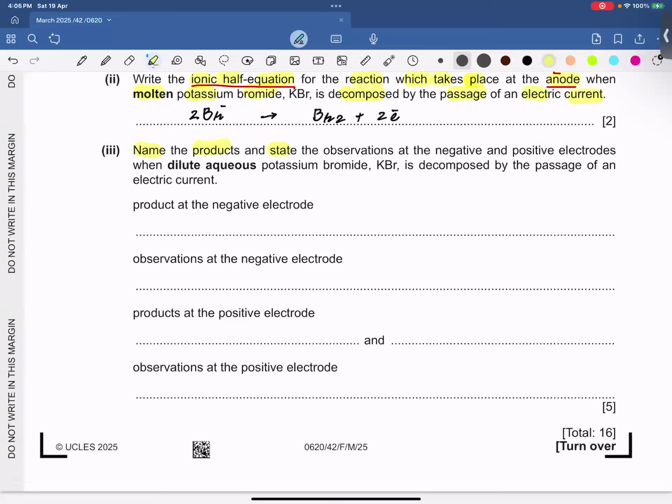Name the products and state the observations at the negative and positive electrode when dilute aqueous potassium bromide is decomposed by the passage of an electric current. See, we have potassium ions and hydrogen ions and hydroxide ions and bromide ions. We know that the hydrogen ion is closer to the line of discharge, which is why it will move first from the electrolyte in the form of hydrogen gas at the cathode.